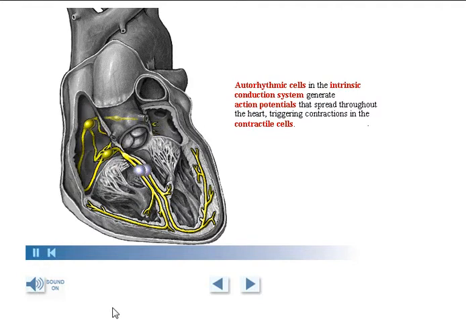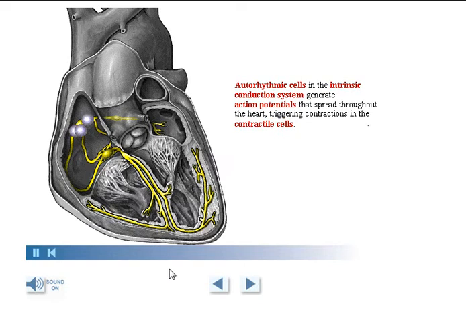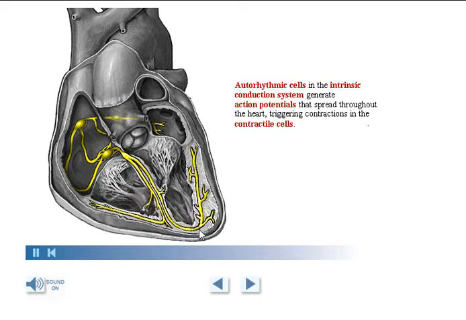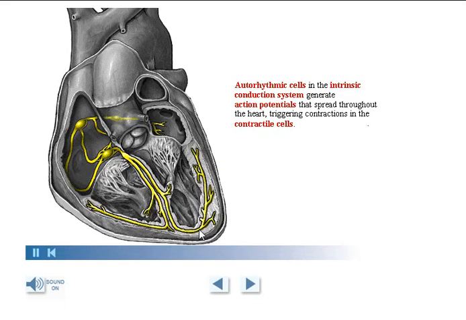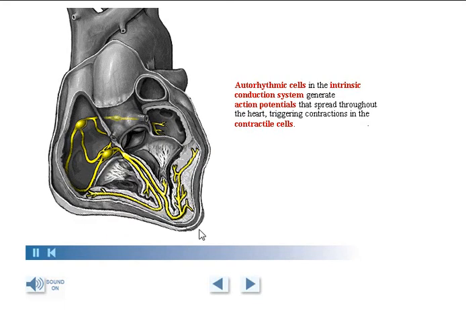Cardiac autorhythmic cells in the intrinsic conduction system generate action potentials that spread in waves to all the cardiac contractile cells. This action causes a coordinated heart contraction.